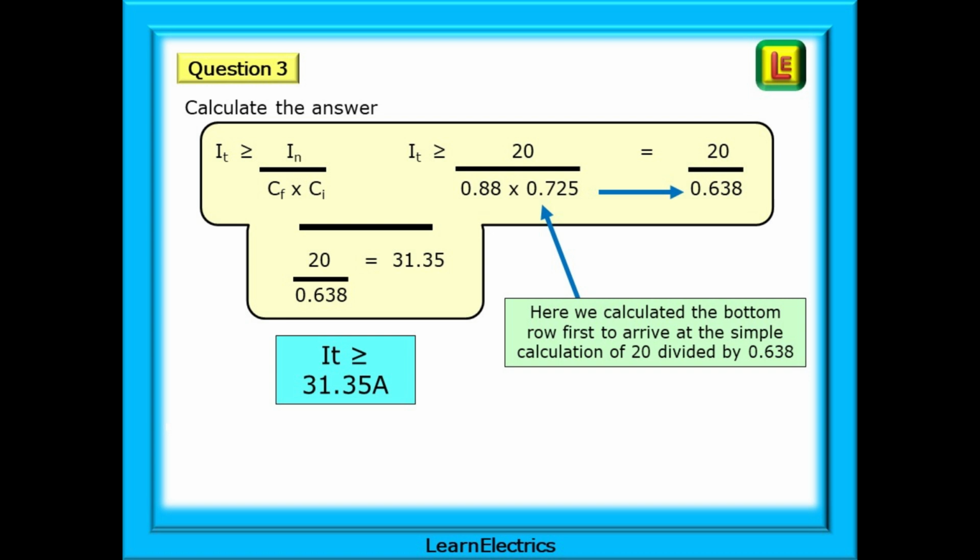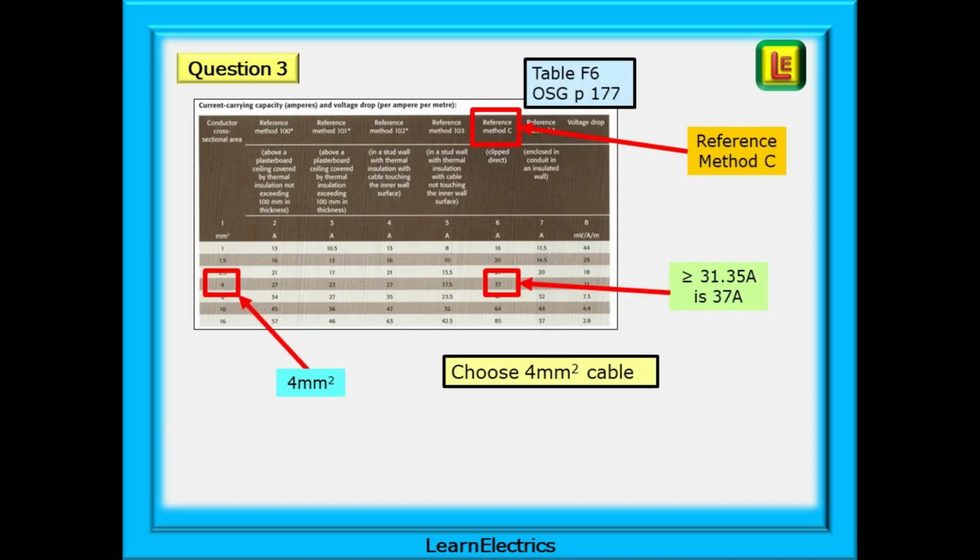Working this through, we have IT for the cable, which must be at least 31.35 amps. Going back to table F6 again, we find that for an IT of 31.35 amps, 4 square millimeter cable must be chosen. So, applying two or more installation conditions is no more difficult than applying one condition. Just make sure that your calculations are correct.